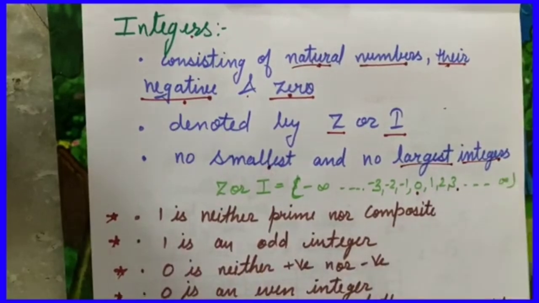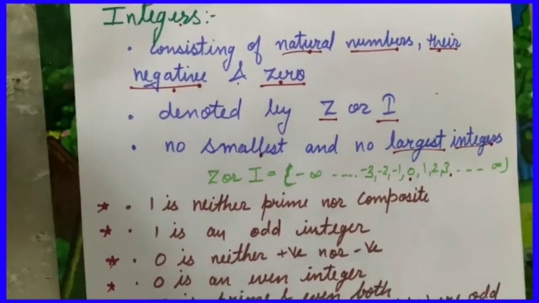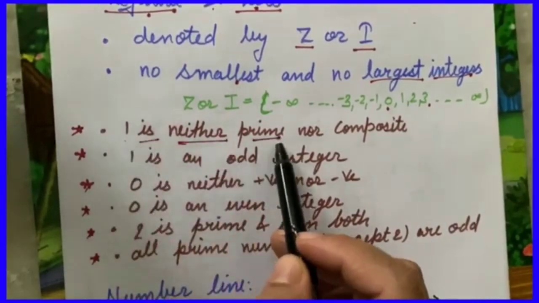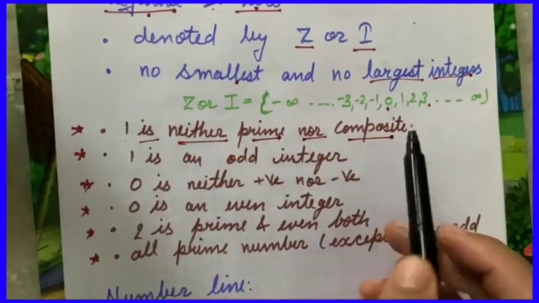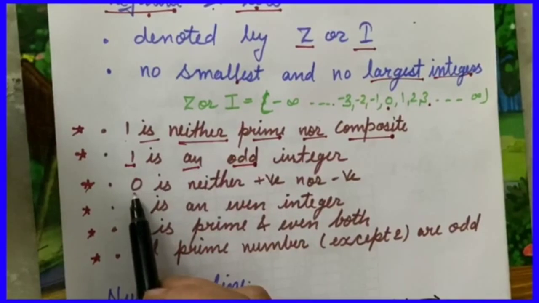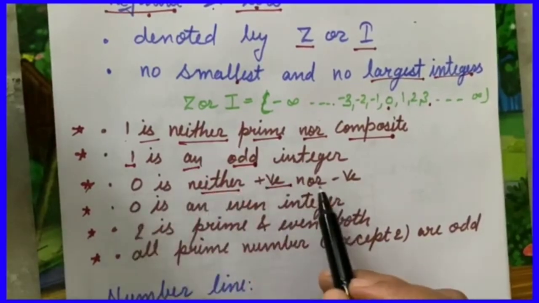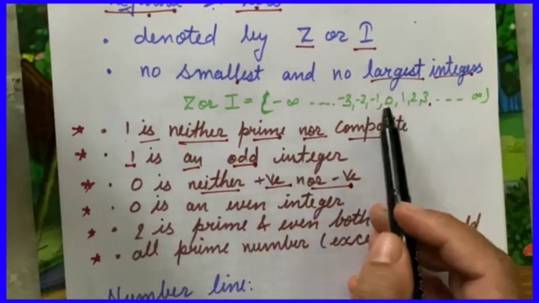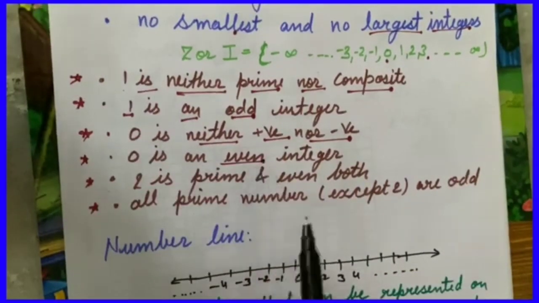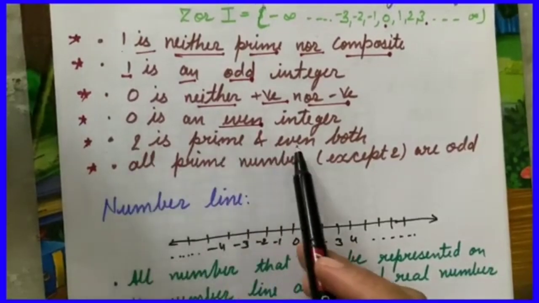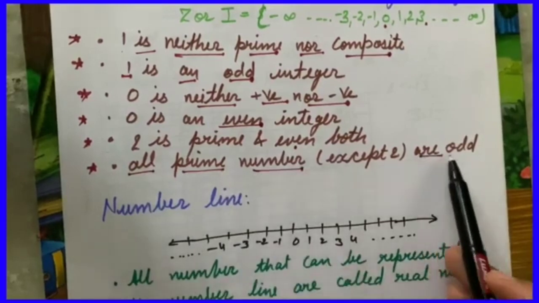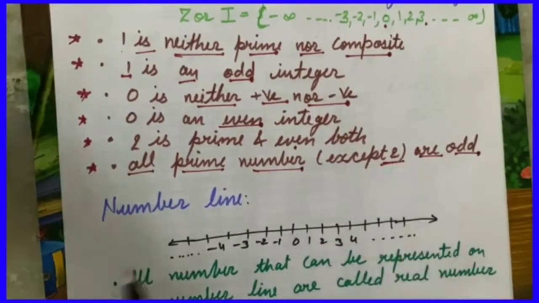Okay. Now there are some points which we should remember. You should keep it in mind. One is neither prime nor composite. Okay. One is an odd integer. Okay. 0 is neither positive nor negative. It comes between positive and negative. 0 is an even integer. 2 is prime and even both. All prime numbers are odd numbers except 2.